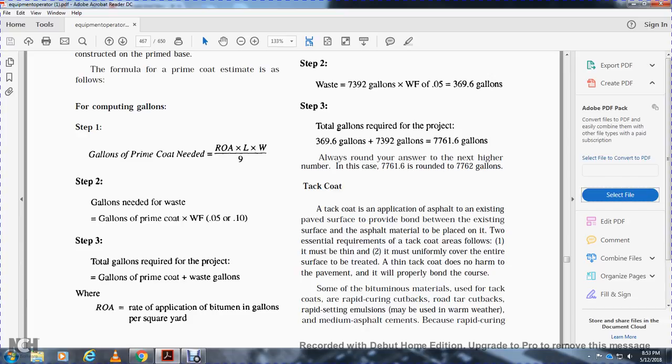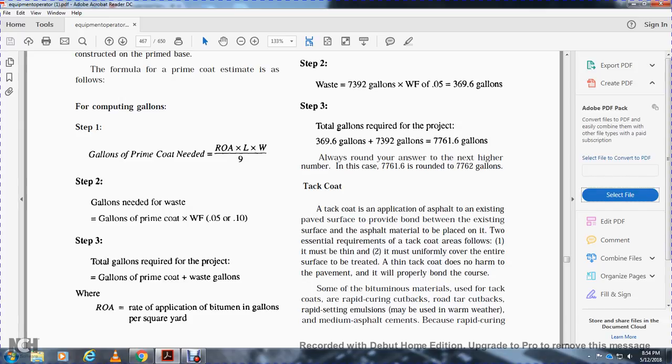Tack coat application: asphalt is applied to an existing paved surface to provide a bond between the existing surface and the asphalt material that will be placed. The two essential requirements of the tack coat must always be followed. One, it must be thin. Two, it must uniformly cover the entire surface to be treated. A thick coat does not harm the pavement, but the surface will be properly bonded with the course. Some bituminous materials used for the tack coat are rapid-curing cutbacks, road tar cutbacks, and rapid-setting emulsions, which may be used.